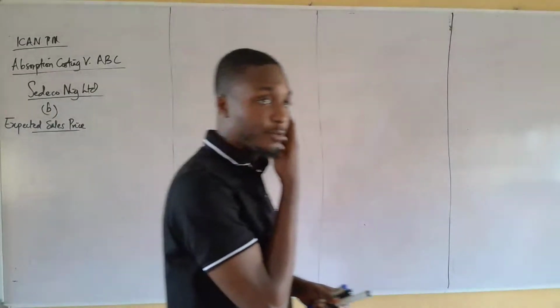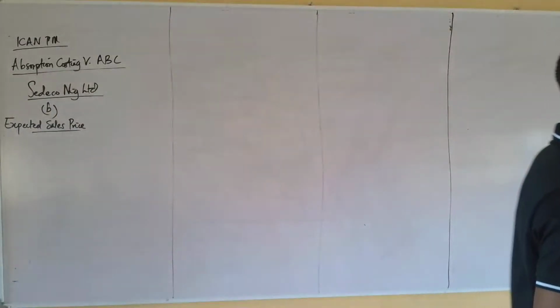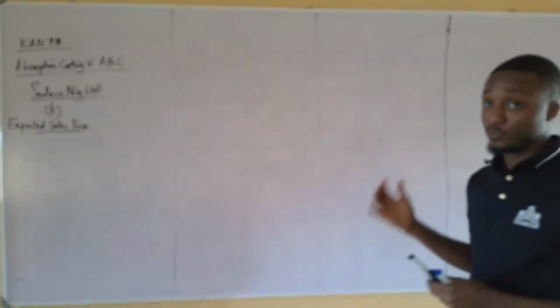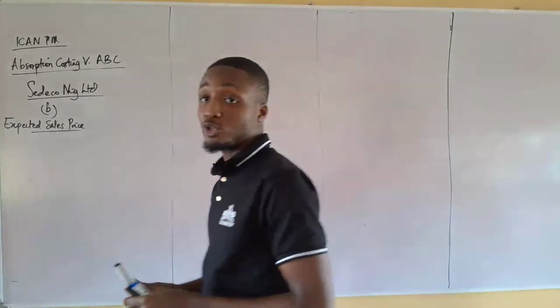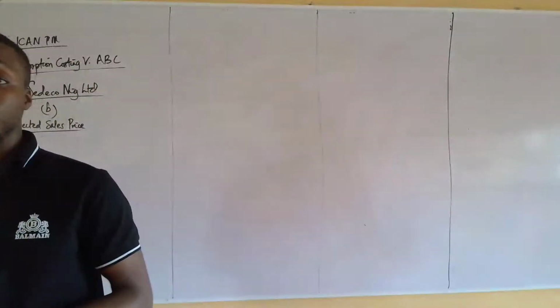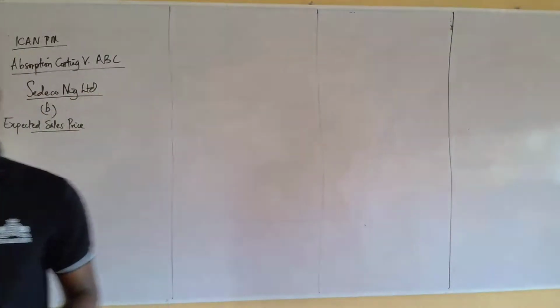This particular requirement has two parts. The first part is complete expected sales price. And then the second part is, with the expected sales price you've completed, calculate profit or loss under ABC and calculate profit or loss under traditional.